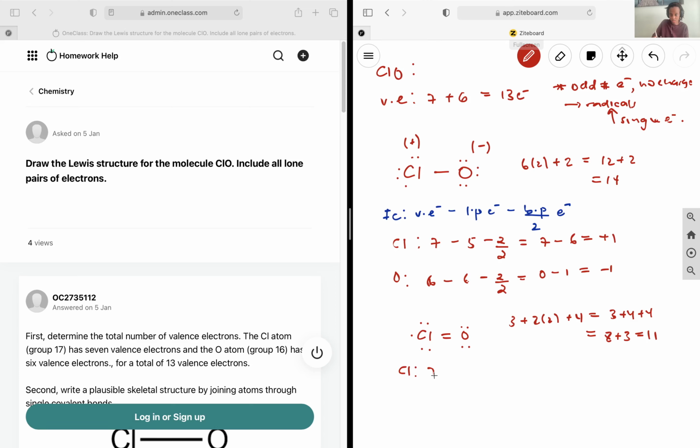So on Cl, it is going to be 7 minus 5 minus 4 over 2. And that is going to be 7 minus 5 minus 2, giving us a 0. Oxygen, it is going to be 6 minus 4 minus 4 over 2, giving us 6 minus 6, which is again going to be 0. And so we've minimized the formal charges and the electrons are all accounted for, which means that this is going to be our best structure.